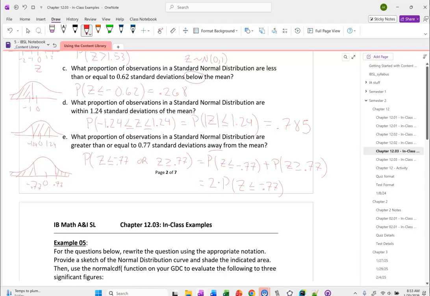If you did this one, the upper is infinity. That's this one.